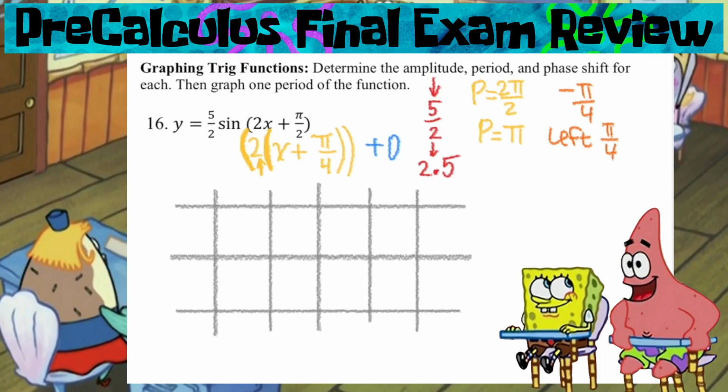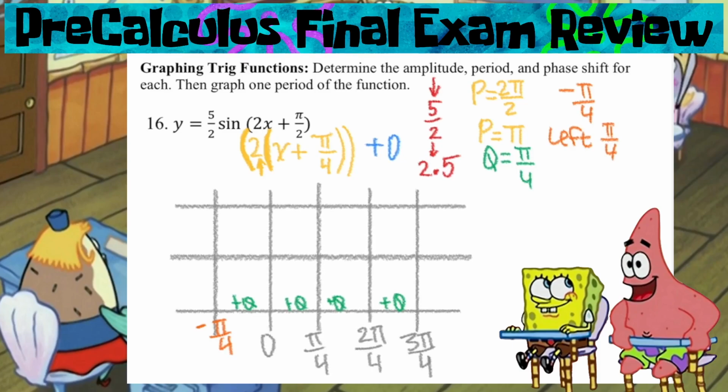pi over 4. And something else that we often end up finding is a quarter period, which is the period divided by 4, so pi over 4. So phase shift negative pi over 4 is my first tick mark, negative pi over 4. We have 5 tick marks all together when we're graphing sine, cosine, secant, or cosecant, one entire period. If I add the quarter period each time, I will get the other 4 tick marks. So that will be 0, pi over 4, 2 pi over 4, which yes is pi over 2, and 3 pi over 4.